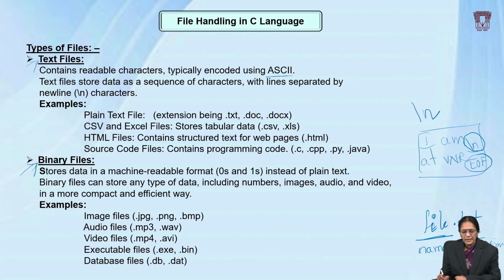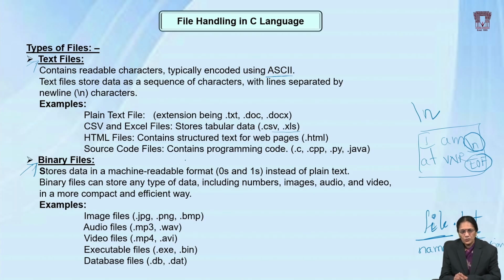Now coming to storing data in a tabular format, you have comma separated variables, CSV, and XLS files, that is Excel files. These all come under Excel files as well as CSV files. And you also have HTML files which help you to create your web pages. So they contain structured text for web pages, and they have an extension of .html.